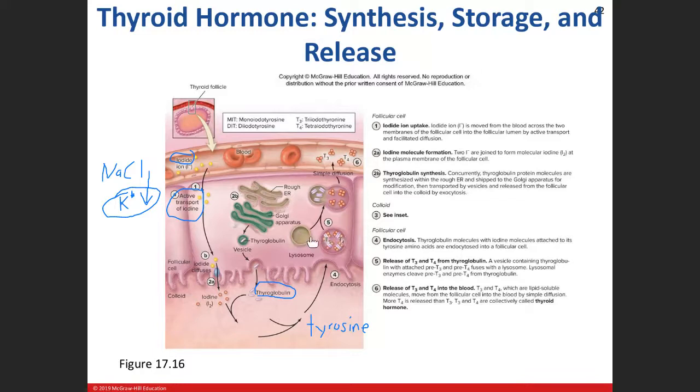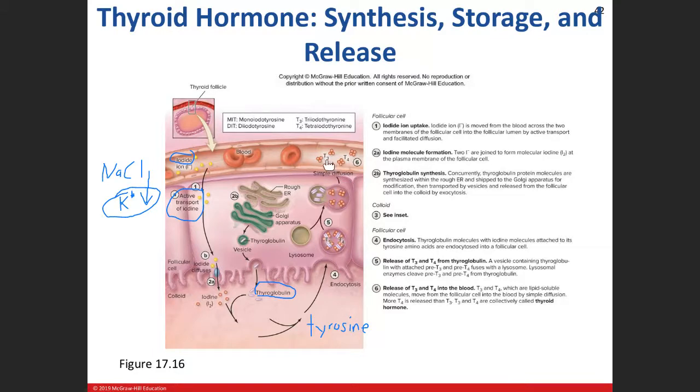So what will happen is the lysosome will fuse to this vesicle, and that lysosome's digestive enzymes will cleave the thyroglobulin completely off of our pre-T3 and our pre-T4, thereby making it just T3 and T4. So once the thyroglobulin is cleaved off, it is known as T3 and T4. And when that happens, the cell will then export T3 and T4 through simple diffusion.